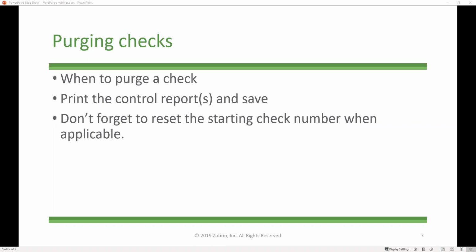So this is very important to remember. The steps are to print, and you need to remember to reset the starting check number. And then after all of it is done, you will need to post, of course, and keep copies of the control reports when you are voiding or purging. It's always better to have the copies available for you than to be asked about the details and try to remember. So that's the best way to handle the situation.